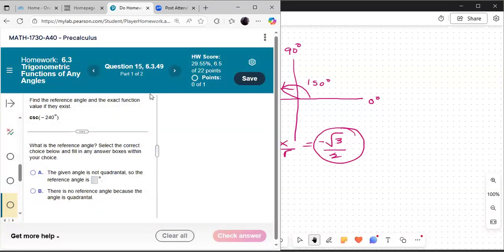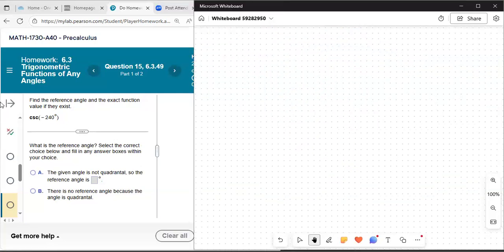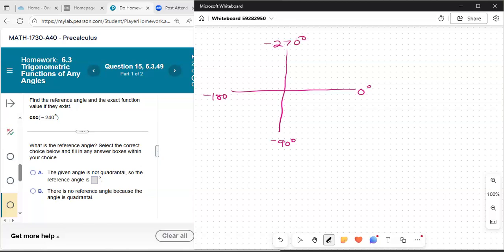Gonna skip over to number 15. It says find the reference angle and the exact function value if they exist. So let's see what quadrant that's going to be in. So if this is 0 degrees, and we're going in the negative direction, so this is negative 90, negative 180, this is negative 270. So we're going to stop in quadrant 2.